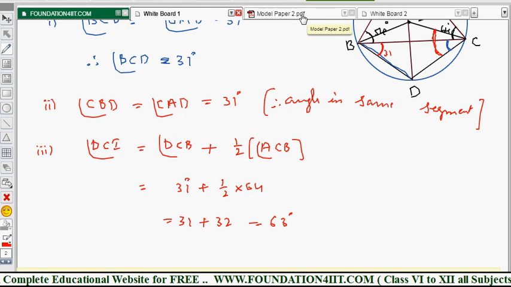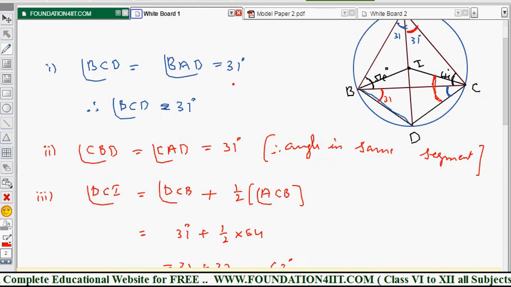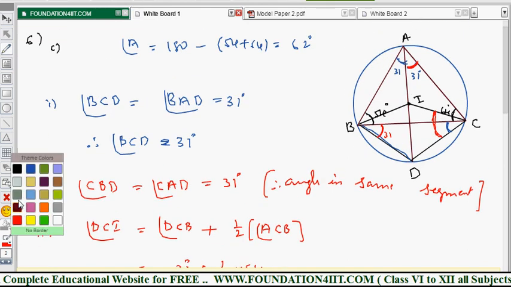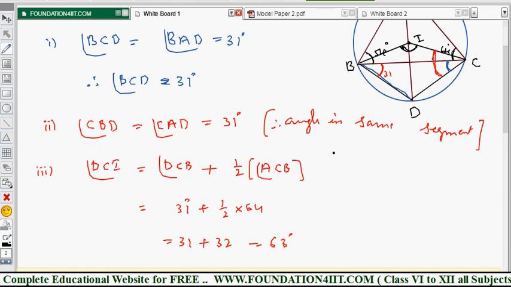Then similarly, the next one, angle BIC. See here, angle BIC is the middle angle at the incenter, and this total angle you need to find out. To find out this angle, I is the incenter. Now BIC is a triangle, and we already know IBC and ICB. Then 180 minus the sum of both.